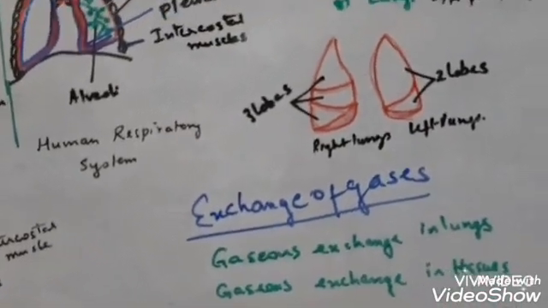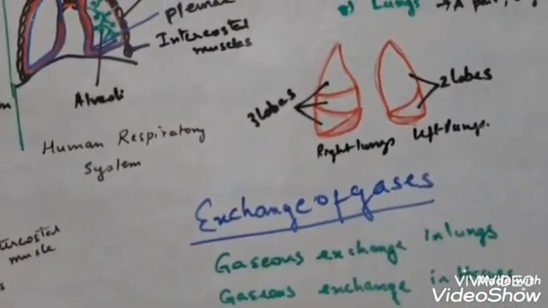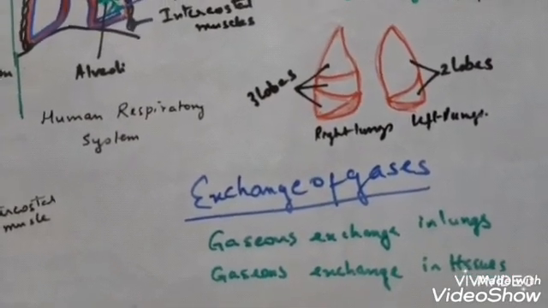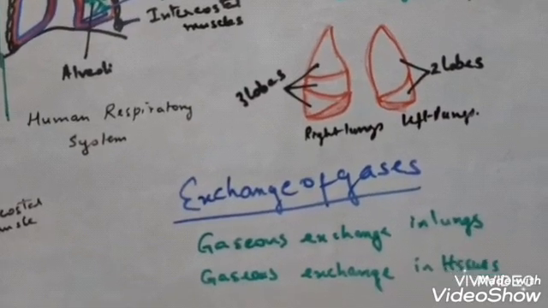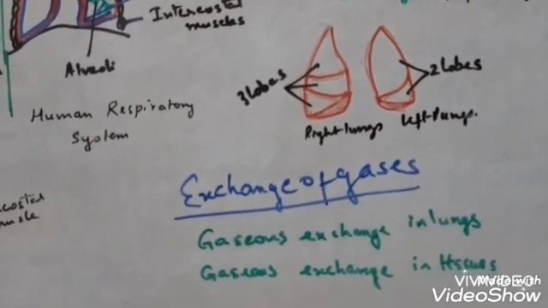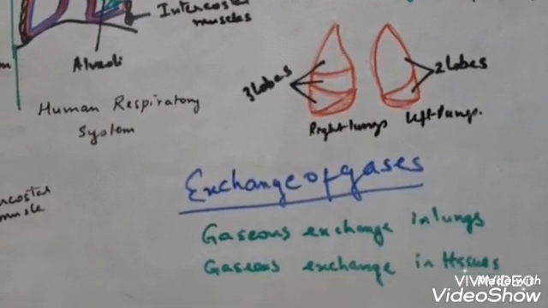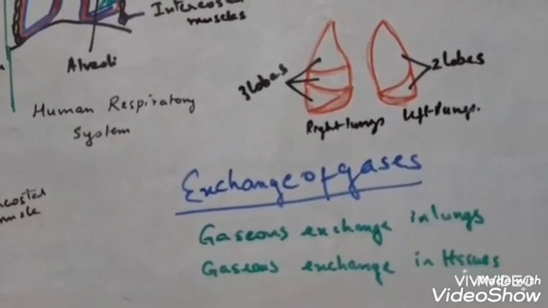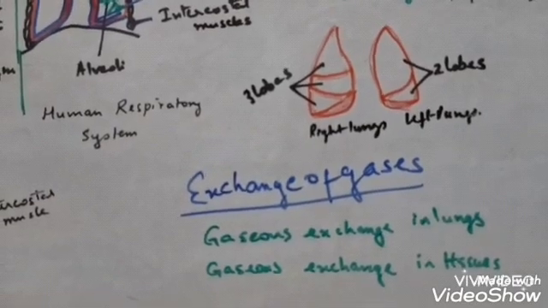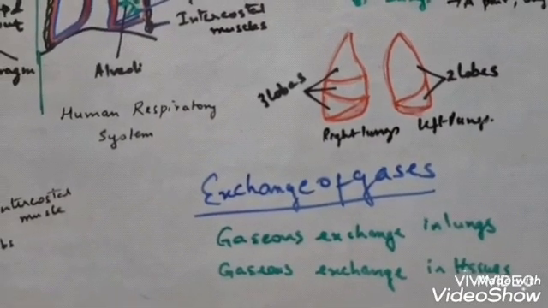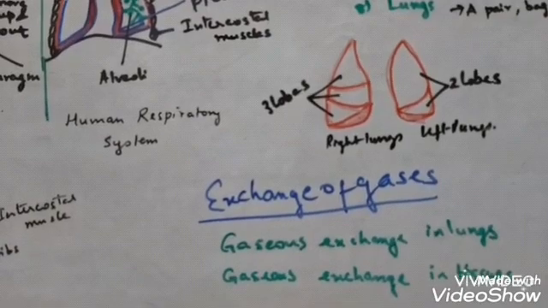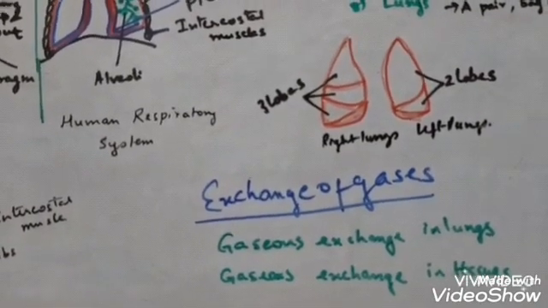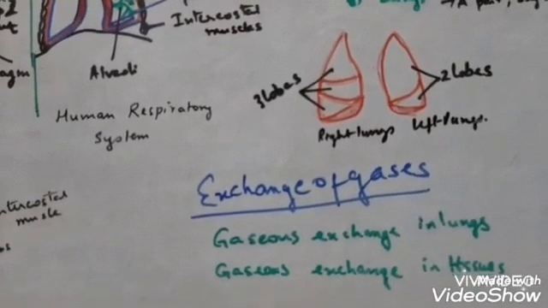Clear? Okay. And the oxygenated blood is used by the cells and tissues, and as a result the cells and tissues release carbon dioxide. Now the concentration of oxygen is more in the blood and less in the tissue during exchange. So the oxygen moves from the blood to the tissue. Similarly, the concentration of carbon dioxide is more in the tissue and less in the blood. So carbon dioxide moves from the tissue to the blood. So this is called internal respiration.